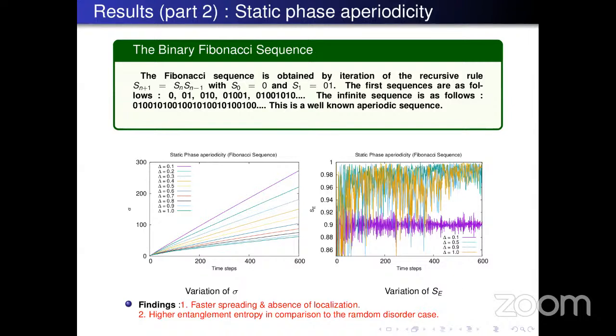We have also studied the static phase aperiodicity. In this case, the difference between a random phase disorder and static phase aperiodicity is that the phases are changed according to a binary sequence. We have considered the popular binary Fibonacci sequence. The findings are the following: the binary Fibonacci sequence gives us faster spreading, absence of localization, and higher entanglement entropy in comparison to the random disorder case.